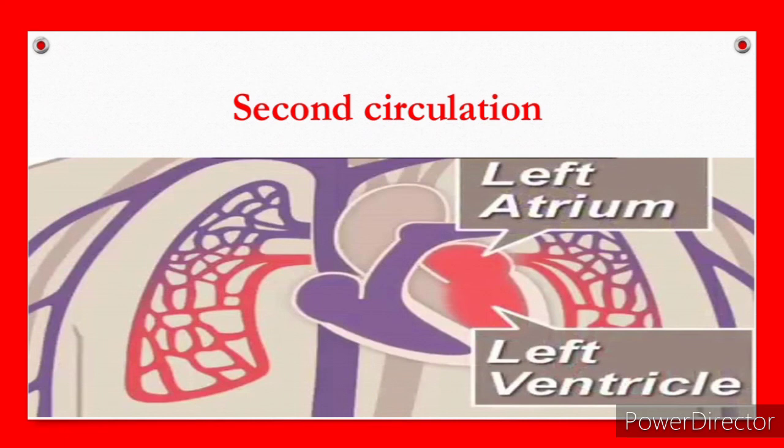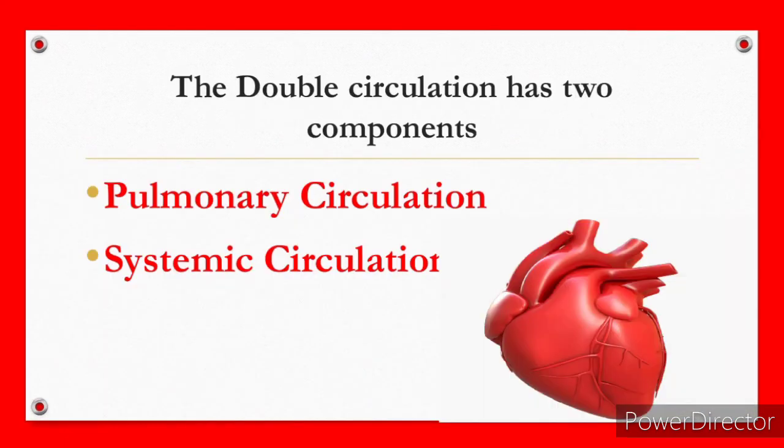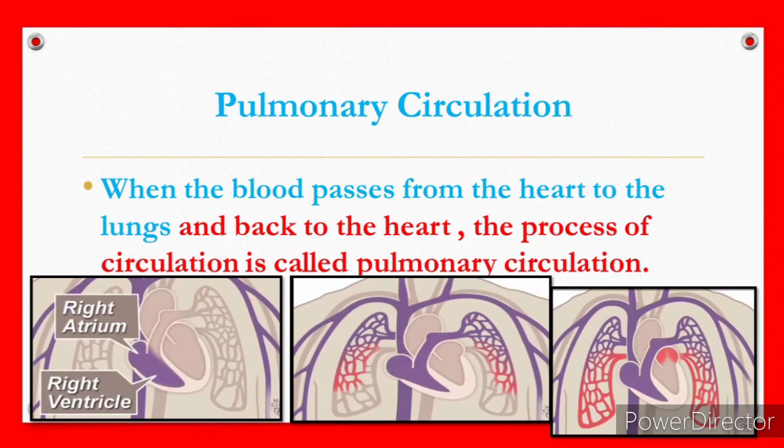So double circulation has two components: pulmonary circulation and systemic circulation. Let us talk about pulmonary circulation. When the blood passes from the heart to the lungs and back to the heart, the process of circulation is called pulmonary circulation. Pulmonary means lungs. So the blood passes from the heart, goes to the lungs and back to the heart. And this is called pulmonary circulation.